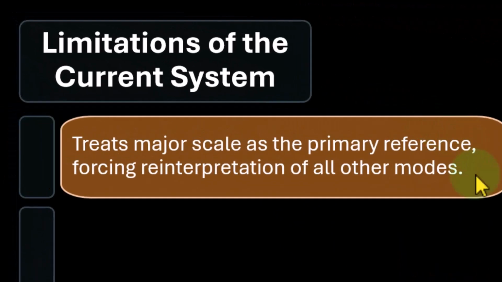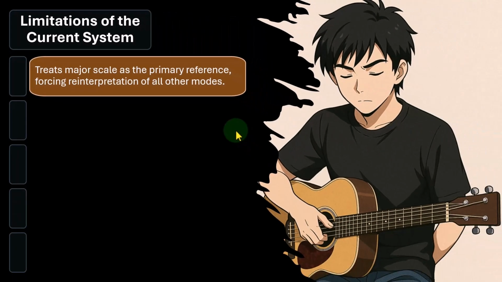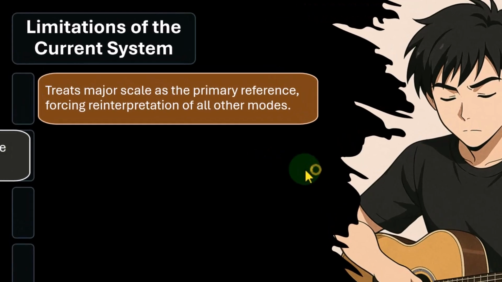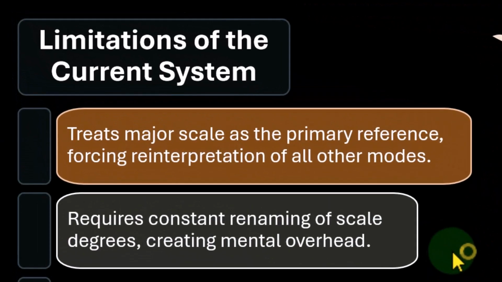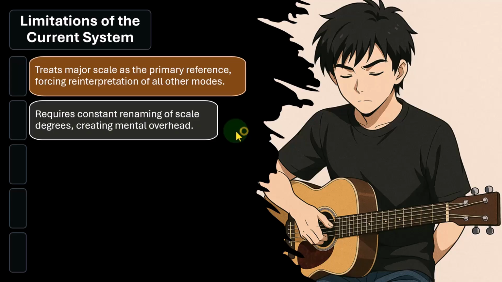Limitations of the current system. It treats the major scale as the primary reference, forcing reinterpretation of all other modes. So we're basically saying, here's the major key, and then we're going to change the reference of every other key to the major key, which could have its uses when you're looking at interval relationships. But if you're renaming the scale degrees, that becomes a problem.